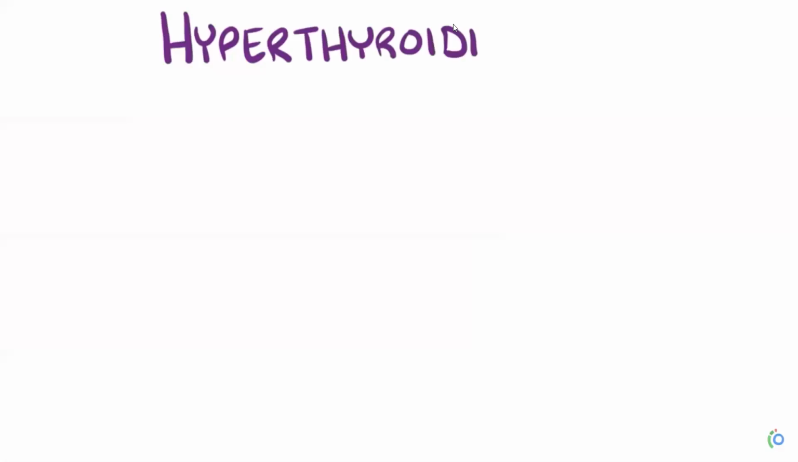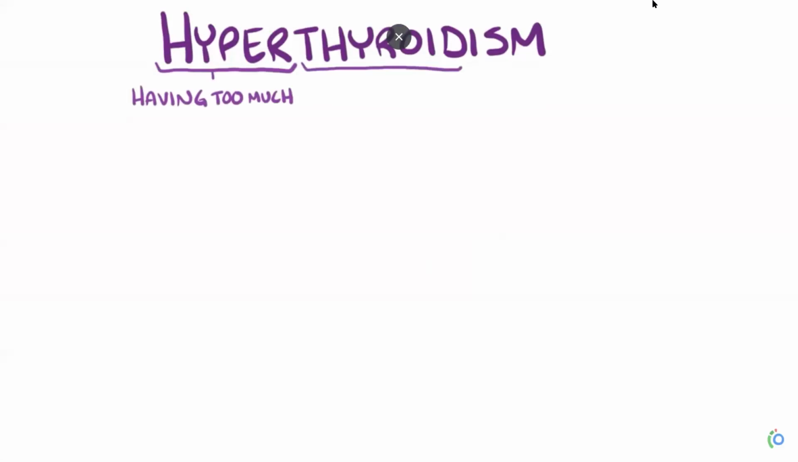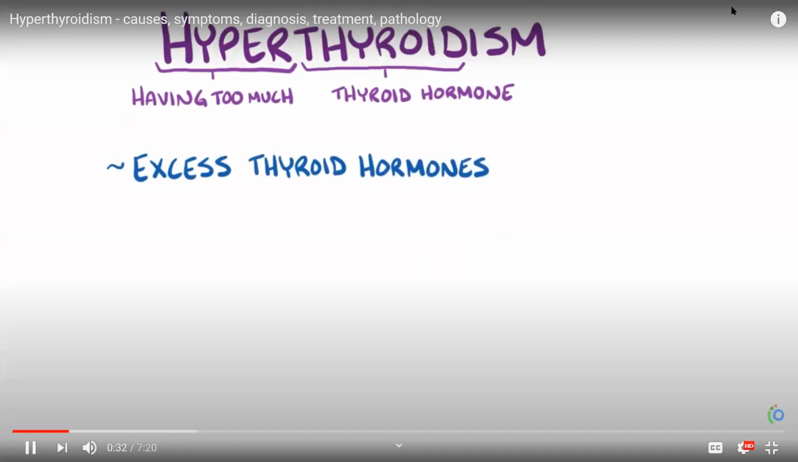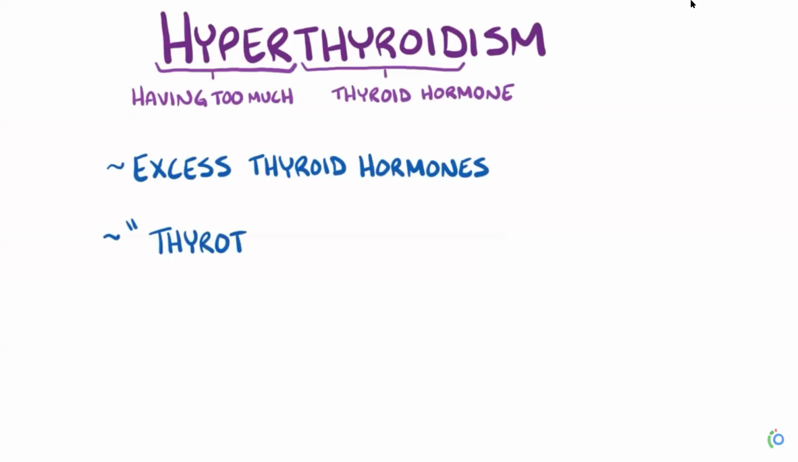In hyperthyroidism, hyper refers to having too much, and thyroid refers to thyroid hormone. So hyperthyroidism refers to a condition where there's excess thyroid hormones. The condition is also called thyrotoxicosis and is generally due to an overproduction.